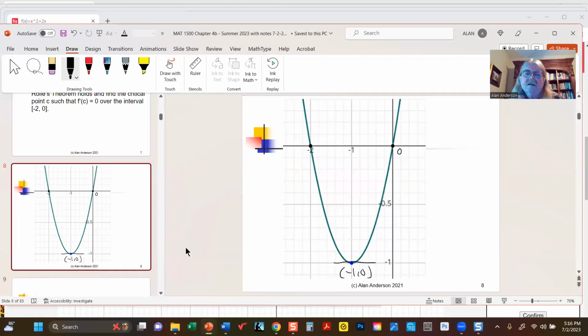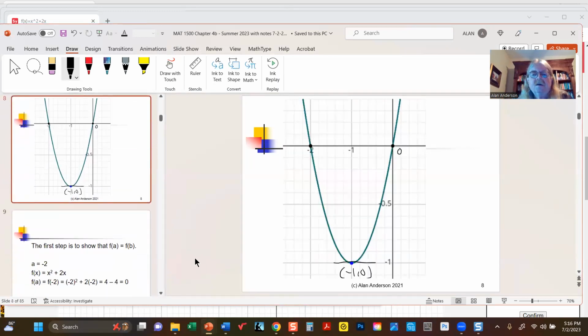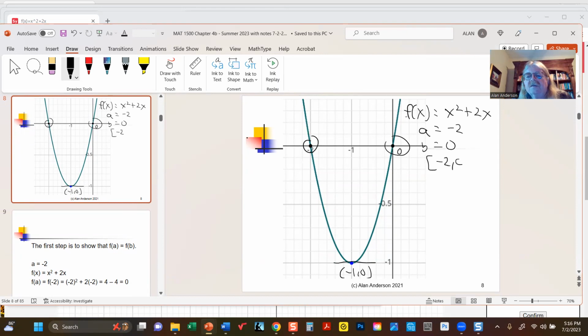So we're looking only at the interval from -2 to 0. The important detail here is this: the function is x squared plus 2x. And the two endpoints we're looking at are -2 and 0. In other words, we're only considering the interval from -2 to 0. F of A is equal to 4 minus 4, which equals 0.